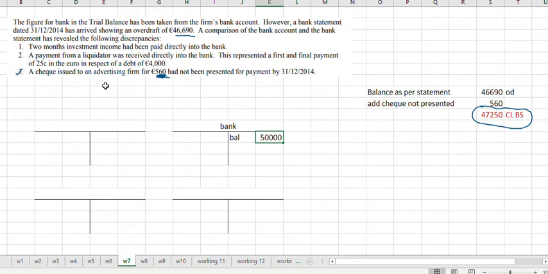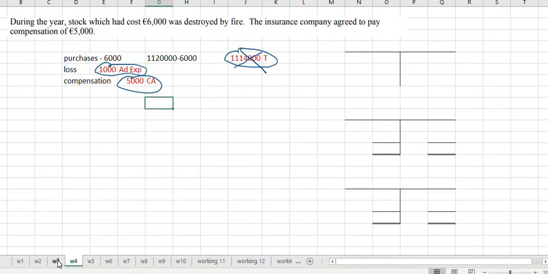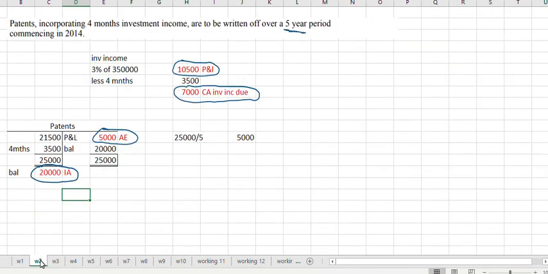Okay, let's look at that. 2 months investment income. We had a note back here on investment income. Go back. Note number 2. So initially, 4 months investment income had already been paid. So 7,000 was still owed, which was for 8 months. That 7,000 is going to be wrong now, because we have to get another 2,000, another 2 months. So I'm going to take 2 months away from that.